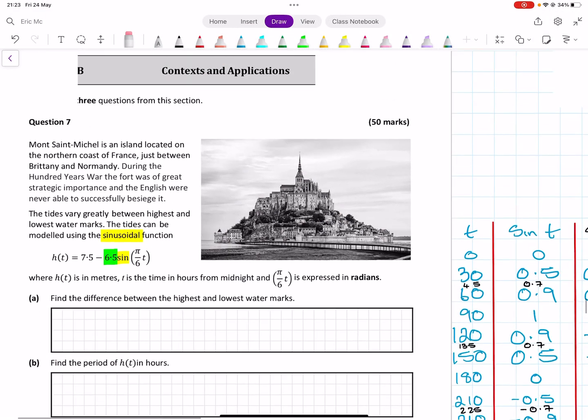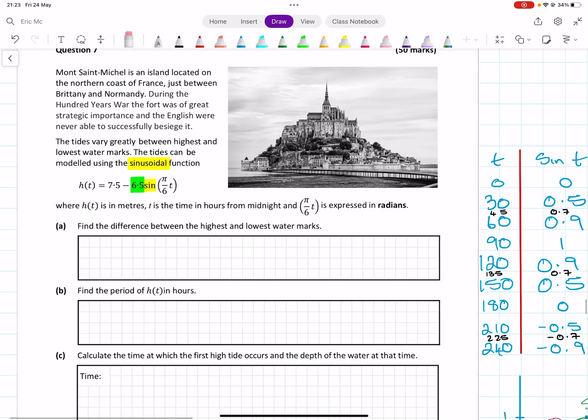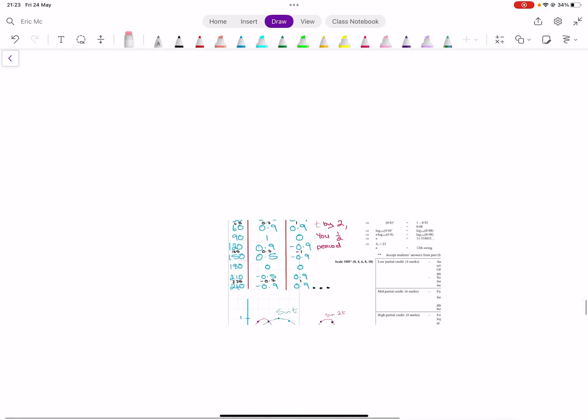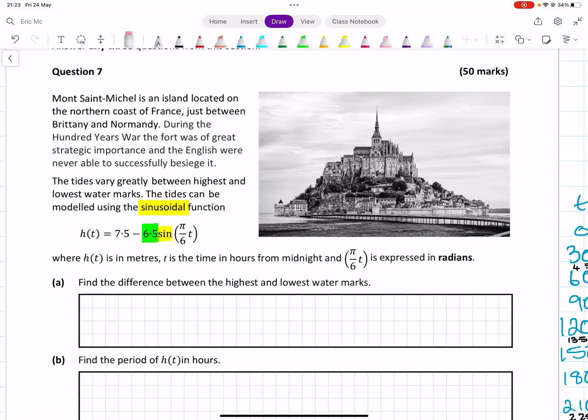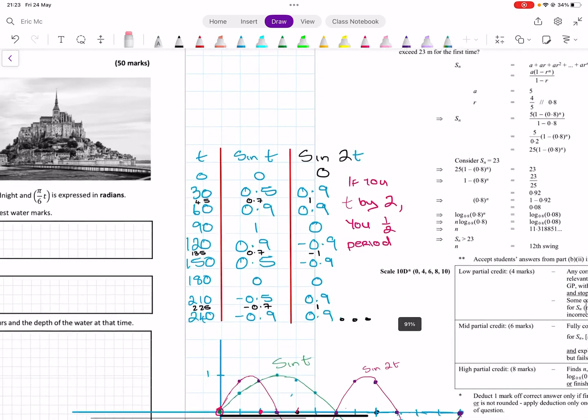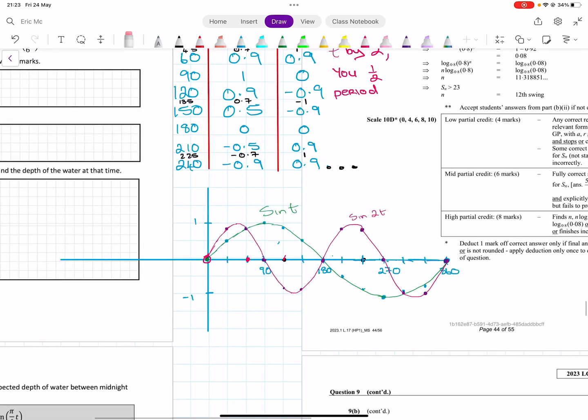Okay, the graph theory in this is quite tough. So I've done a bit of graph work over here to save time in the video. The first one here is the difference between the highest and the lowest watermarks. A normal sine graph, the green one, has a highest value of 1 and a lowest value of -1. So that's just the sine of t.